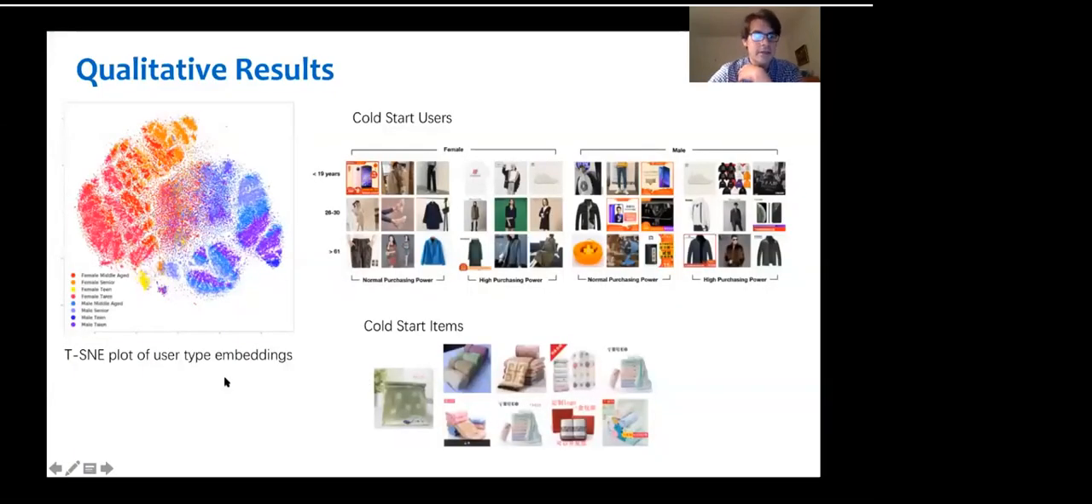On the left-hand side, you can see a t-SNE plot of the user type embeddings that we obtained, which gives us a very nice structure in terms of where the females are, where the different age groups in the female sector are, and the different age groups in the male, so that all seems to make sense. What's very interesting is the cold start users case, where we can see very pronounced differences between female and male and different purchasing powers.